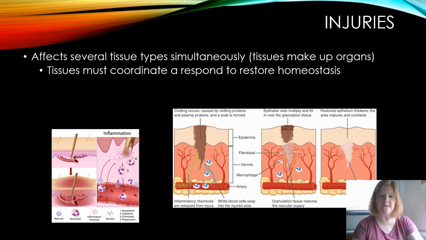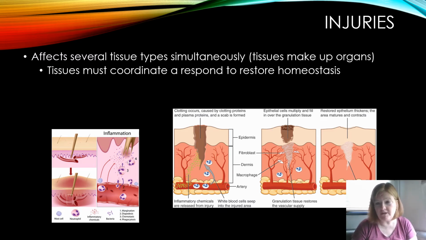Okay, injuries. Affects several tissue types simultaneously. Remember, tissues make up organs, so it's unlikely that an injury would affect only epithelial tissue unless it's truly just on the surface of your skin. If it goes any deeper and there's bleeding, you've affected connective tissue as well. Okay, so rarely is it going to affect a single tissue type.